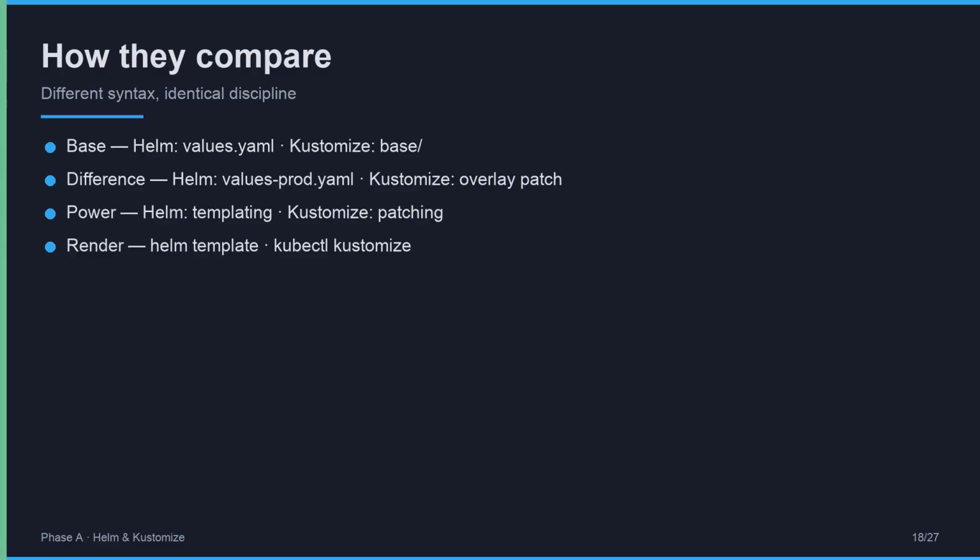The base layer in Helm is values.yaml. In Kustomize it is the base folder. The per environment difference in Helm is a second values file. In Kustomize it is an overlay patch. Power comes from templating in Helm, and from patching in Kustomize. And the render command is helm template versus kubectl Kustomize. Different syntax, the very same discipline underneath.